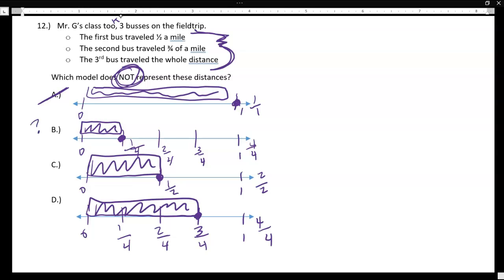What about C? No. Why not? Because we're looking for one that does not. Right, there's half right there. What about D? No, because it's right, but they're looking for the one that is not. So our answer is B.